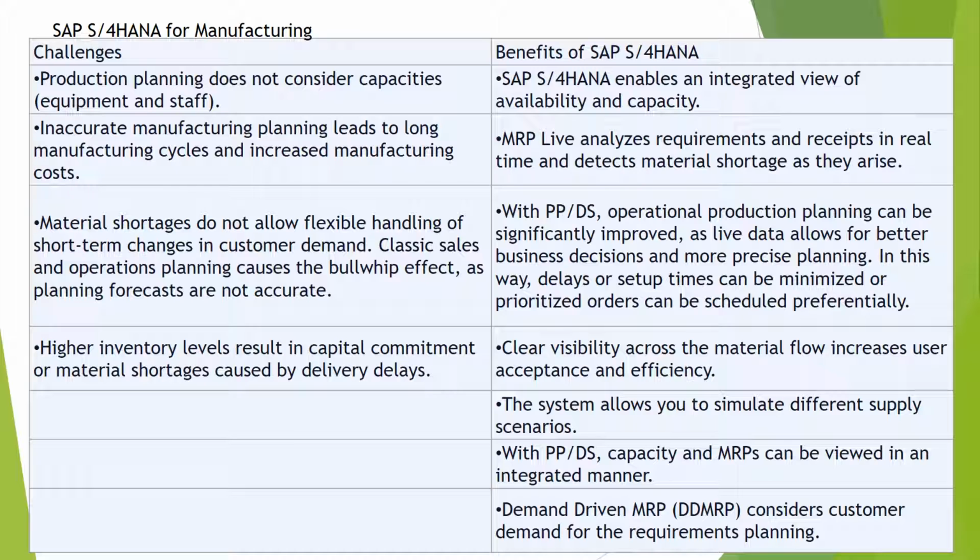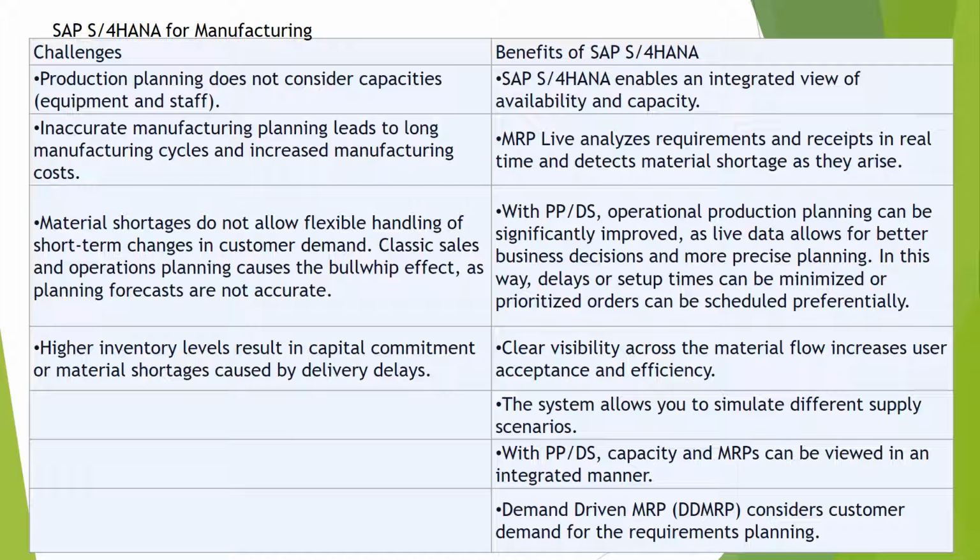And in case of benefit, if you are thinking, MRP Live analyzes requirements and receipts in real time and detects material shortages as they arise. And challenge, if you consider, material shortages do not allow flexible handling of short-term changes in the customer demand. Classic sales and operations planning causes the bullwhip effect as the planning forecasts are not accurate.